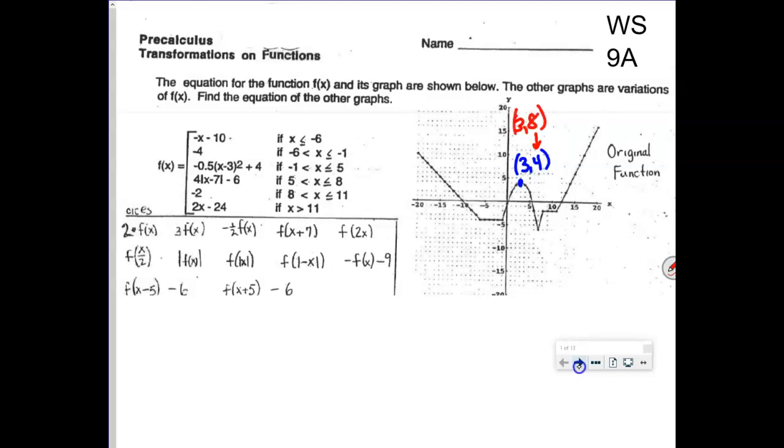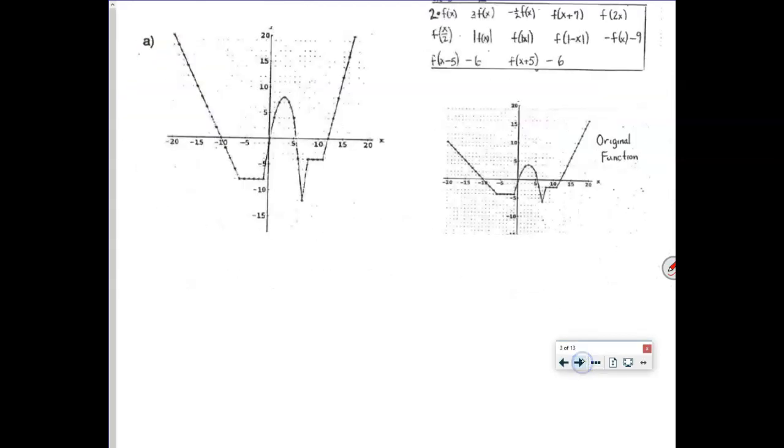So what I need you to do, Daniel, is flip through your choices and see if you can find one where that little guy all of a sudden becomes a 3, 8. Yeah, I'm with you. So, boom, right there. First one. Nice job.